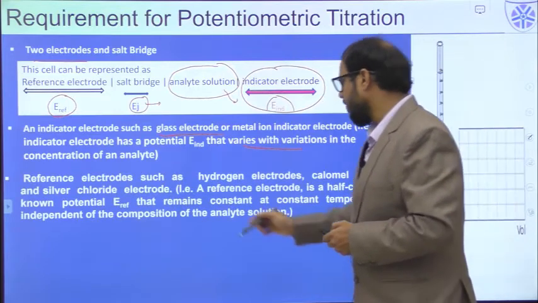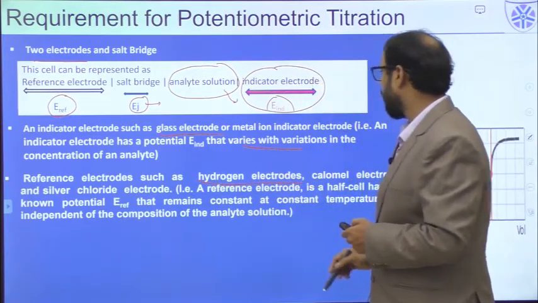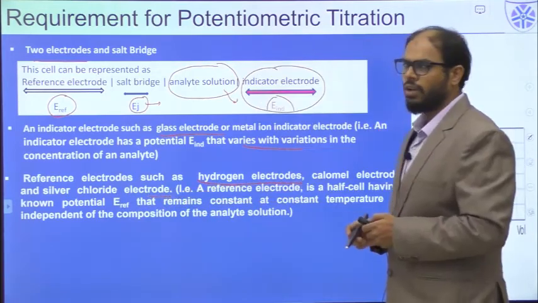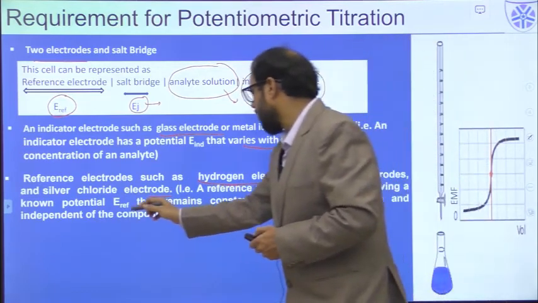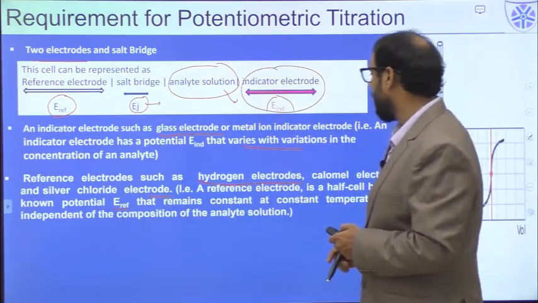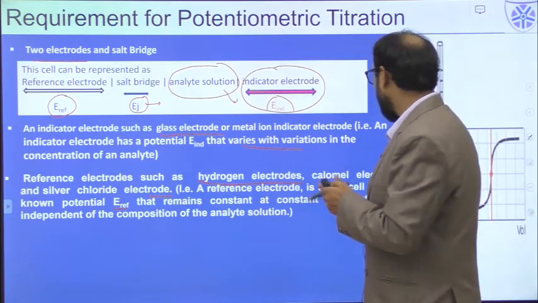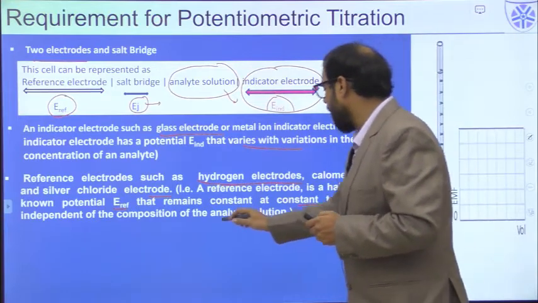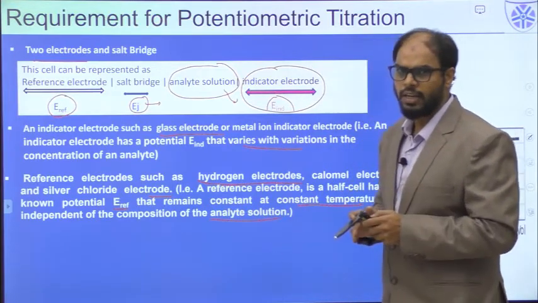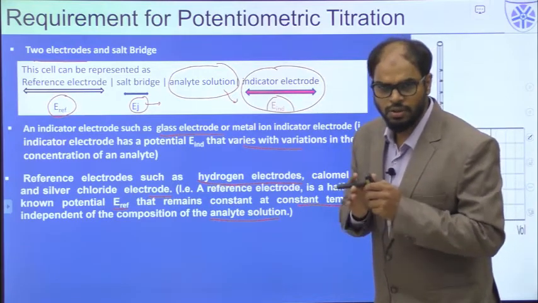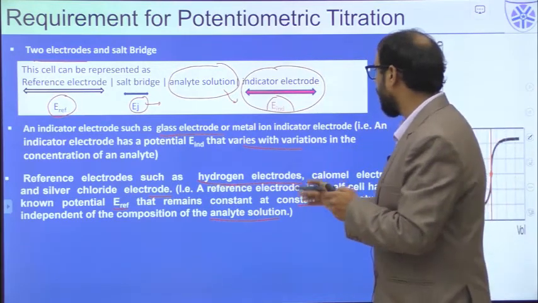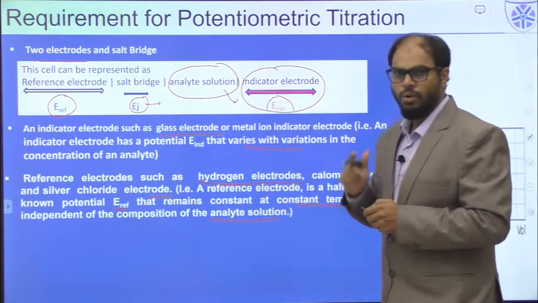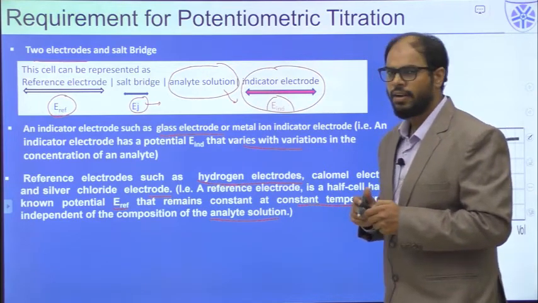And the reference electrode basically used is a hydrogen electrode, a calomel electrode, or a silver chloride electrode. This electrode has a known potential, which is represented as E_ref, that remains constant over a particular temperature, and it is independent of the composition of the analyte solution. We should know very clearly that the potential of the reference electrode does not change, whereas the potential of the indicator electrode changes as the concentration of the analyte changes over a period of time during addition of the titrant.